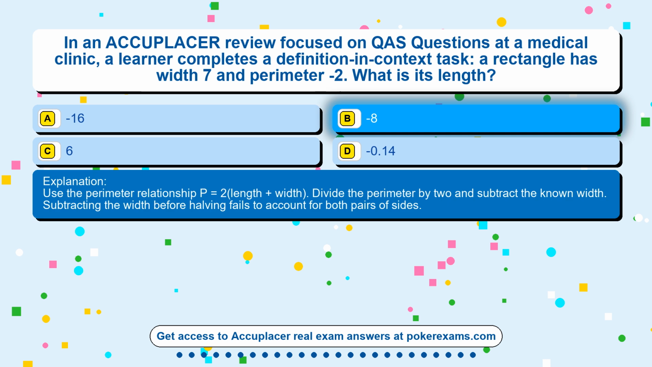Use the perimeter relationship P equals 2(length plus width). Divide the perimeter by 2 and subtract the known width. Subtracting the width before halving fails to account for both pairs of sides.